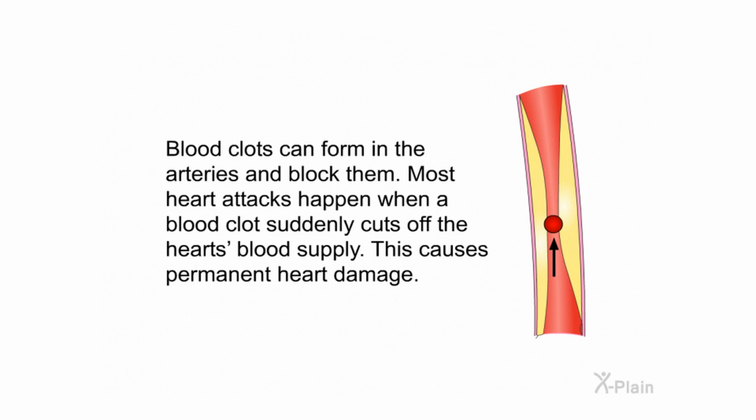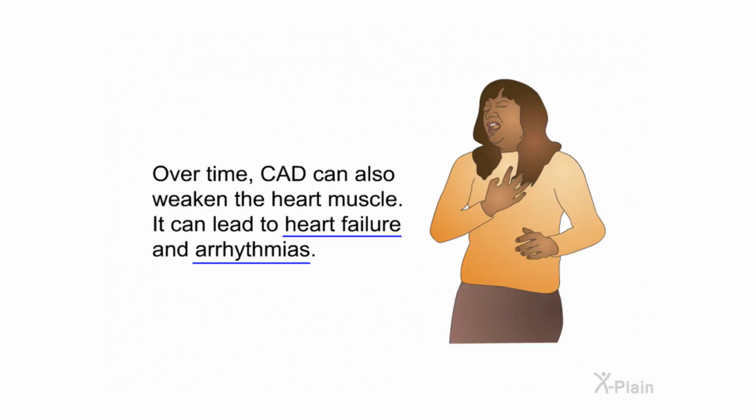Blood clots can form in the arteries and block them. Most heart attacks happen when a blood clot suddenly cuts off the heart's blood supply. This causes permanent heart damage. Over time, CAD can also weaken the heart muscle. It can lead to heart failure and arrhythmias.